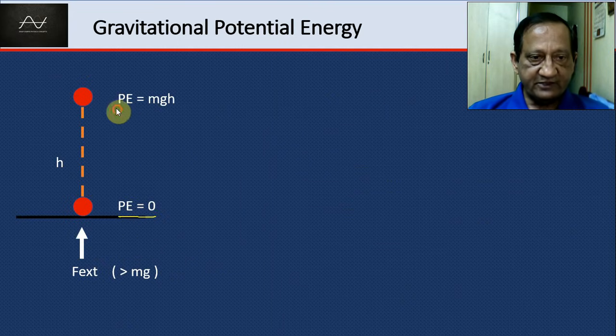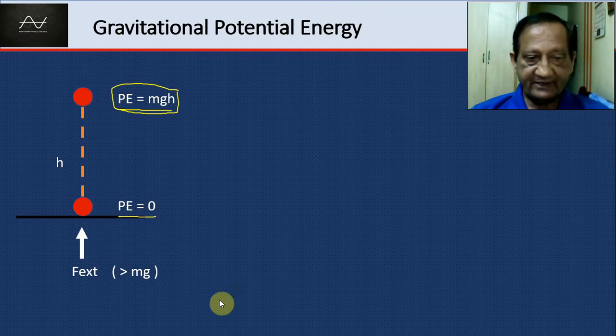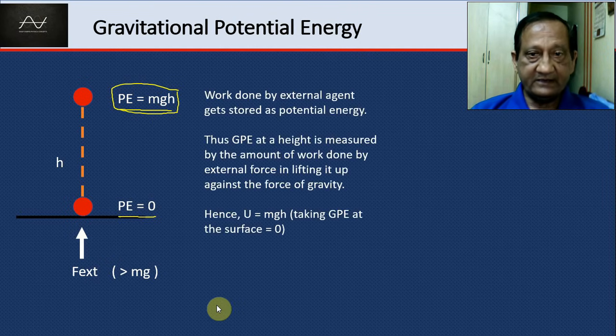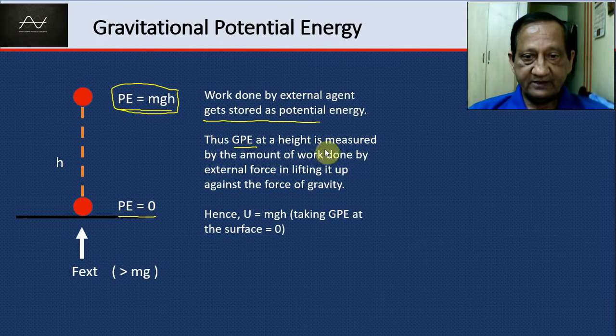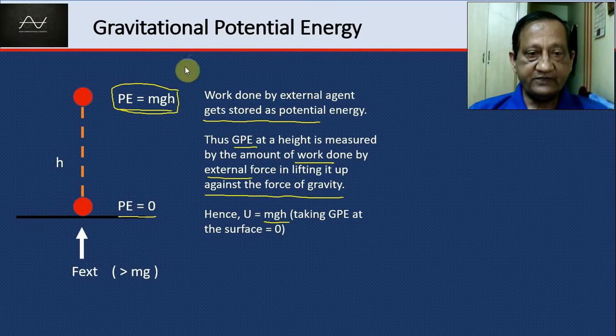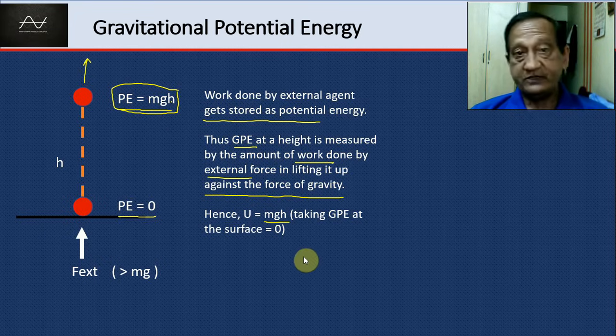Then potential energy at a height h is higher than zero by an amount mgh. We have given an absolute value here, so we now have an absolute value here for the potential energy. The work done by the external agent got stored as potential energy, and the GPE, gravitational potential energy at the height h, is measured by the amount of work done by the external force in lifting it up against gravity. So U is equal to mgh at that height. If you increase the h, if you take it higher, the potential energy will be higher.